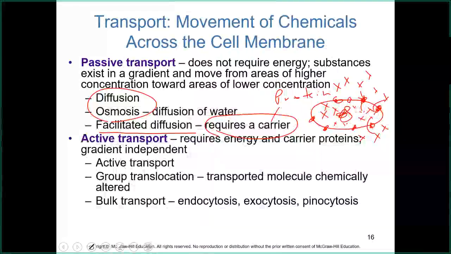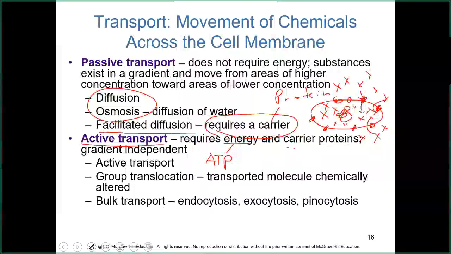And so there's that. No ATP, the requirement of a carrier, the requirement of a concentration gradient, that would all indicate to us that facilitated diffusion is what we're doing. Now, in active transport, there are active transport mechanisms, and ATP is required here.